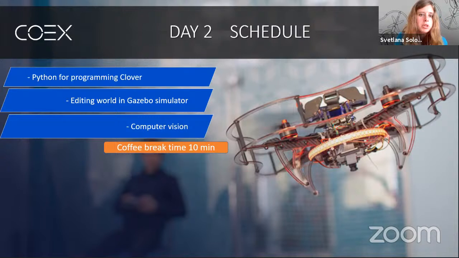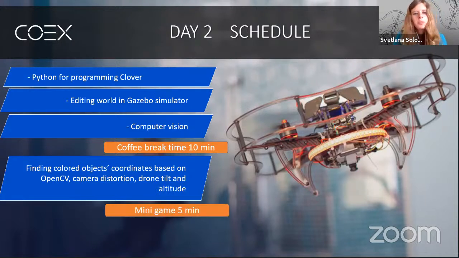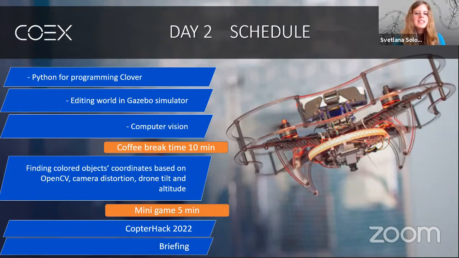Some words about computer vision. Then we will have a coffee break, 10 minutes, if you want, of course. Then we will talk about the color object and how you can find and determine the color using OpenCV libraries. Then we will have your favorite mini game. And finally, we will give you information about CopterHack, and we will finish our seminar with an evening briefing.